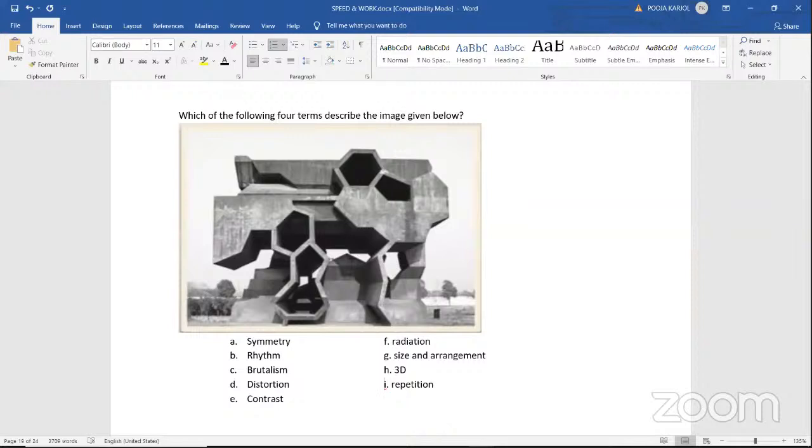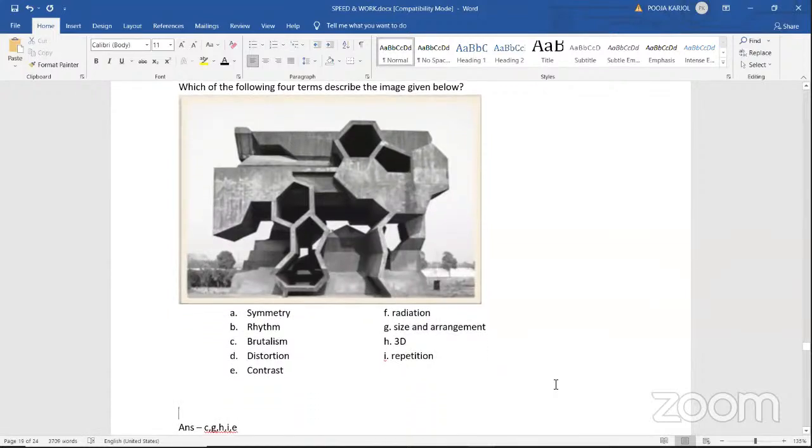For me, first would be brutalism because that is the style of architecture it clearly represents. So that is sure shot. Next, I would say size and arrangement is definitely correct because they have hexagons, arranged in a typical manner, and the size has been varied also. So for me, first would be C.